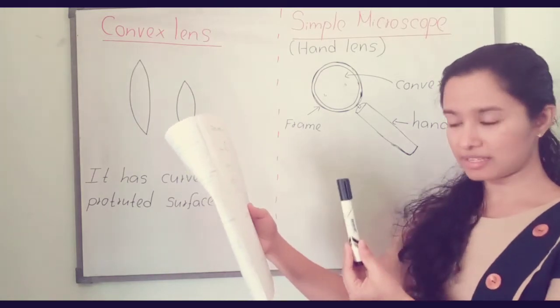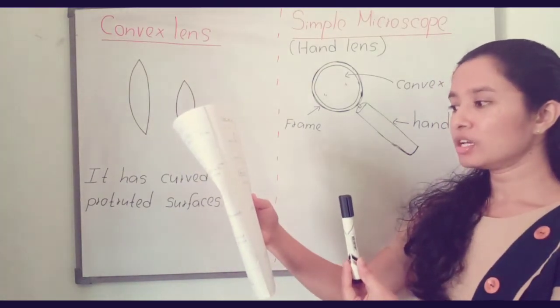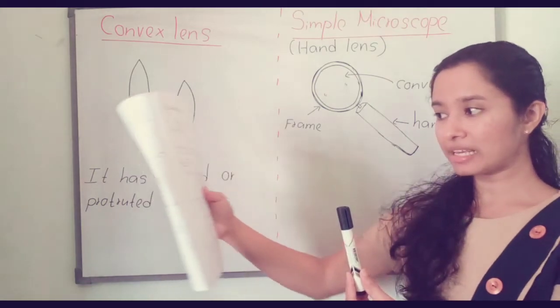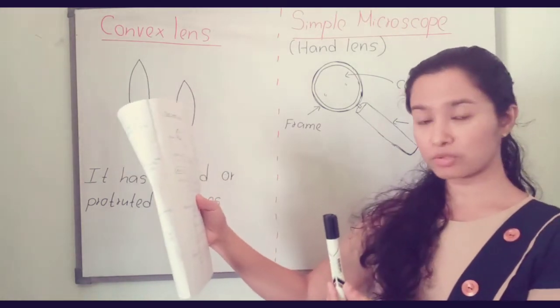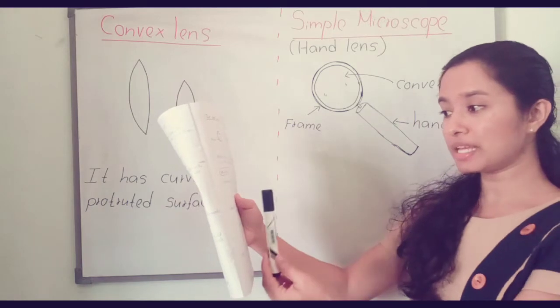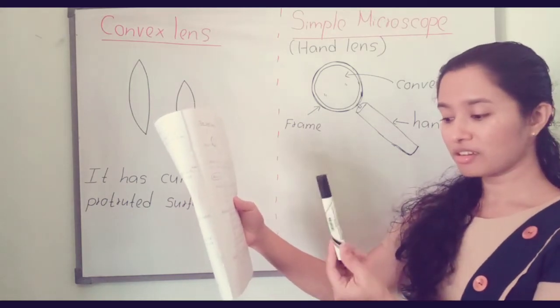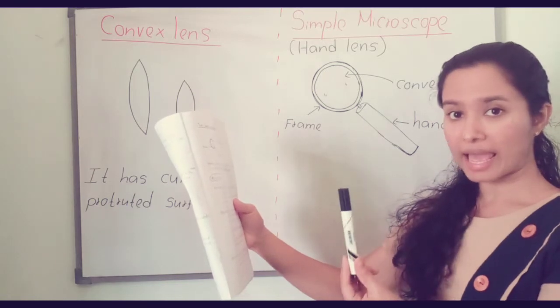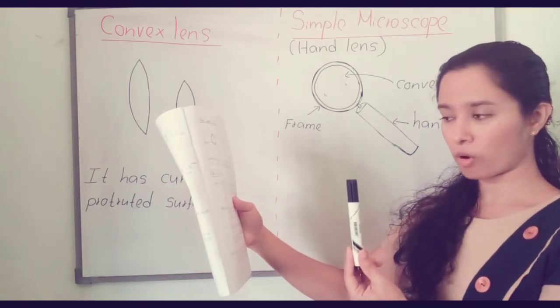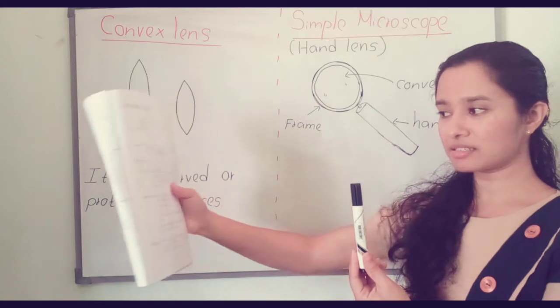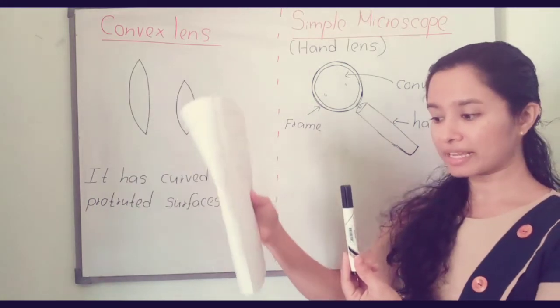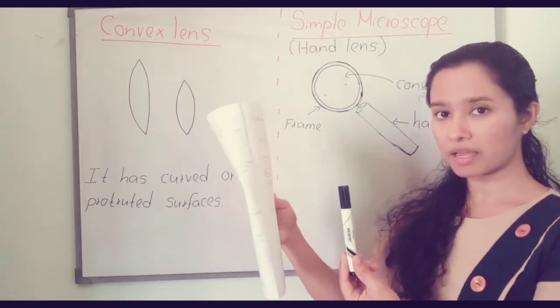Keep it like this, and you can adjust only the letter. No need to change the distance between lens and eye. You cannot change the position of hand lens or simple microscope. You can change the distance between the letters and simple microscope.